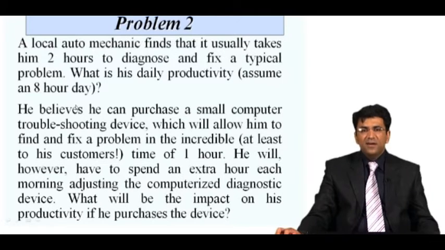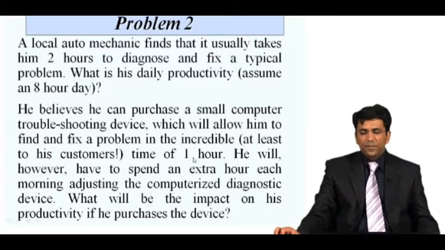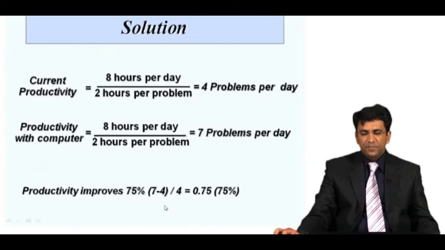So if there are 8 hours in a day, 1 hour will be consumed in order to adjust the device and software. So the remaining hours are 7 hours now. So his new productivity will be equal to 7 problems per day, because now with that device he can solve a particular problem in 1 hour. So he can solve 7 problems in a day now. So this is his new productivity: from 4 problems per day to 7 problems per day.